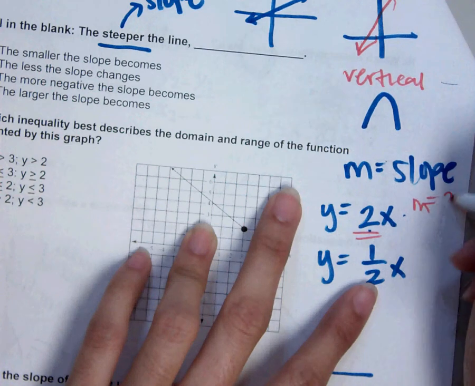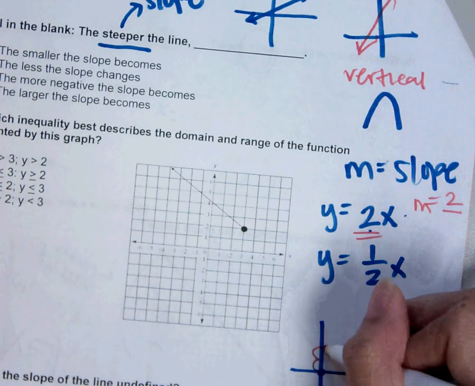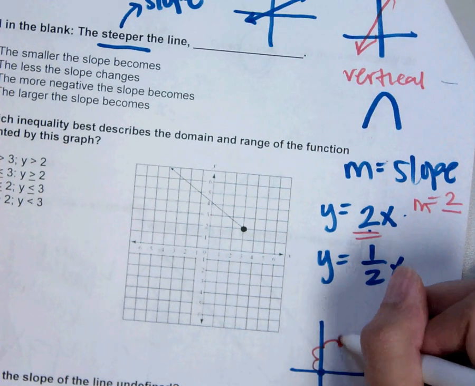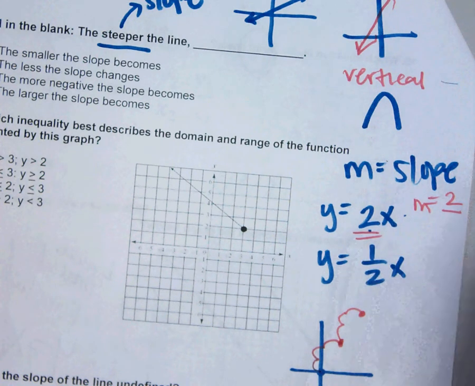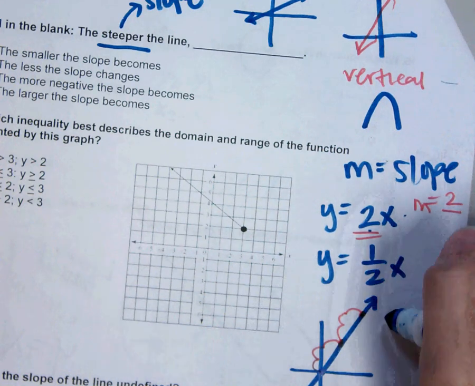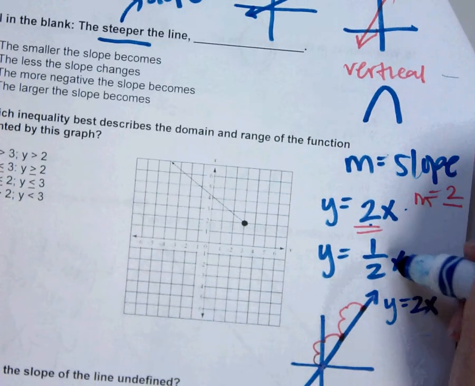So we're going to rise 2 and go over 1. Let's do that one more time so we can see that. Rise 2 and go over 1. Okay. So here is my line. Nice. Y equals 2x.